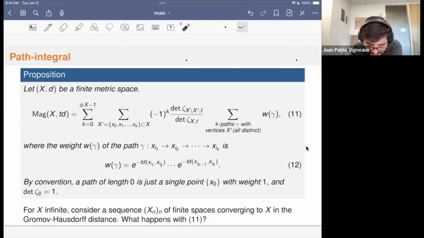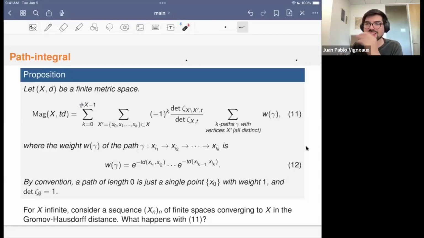And another thing is that we have this kind of path integral formulation. I mean, that's a pretentious name, but I think in the limit it should be something like that. So we can compute that the magnitude is a finite sum over all the possible finite paths, but paths that do not intersect themselves. So these are self-avoiding paths. But the paths appear with a weight, and this weight is the determinant of the zeta matrix of the complement of the path, all the points that are not in the path, normalized by the determinant of the zeta matrix.